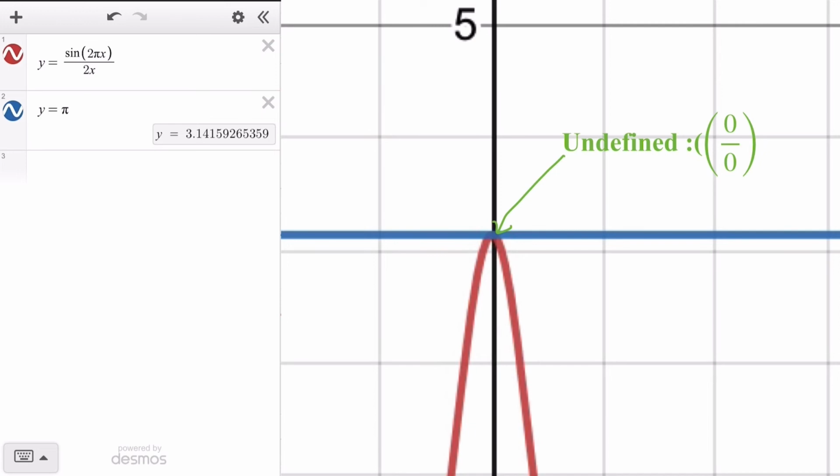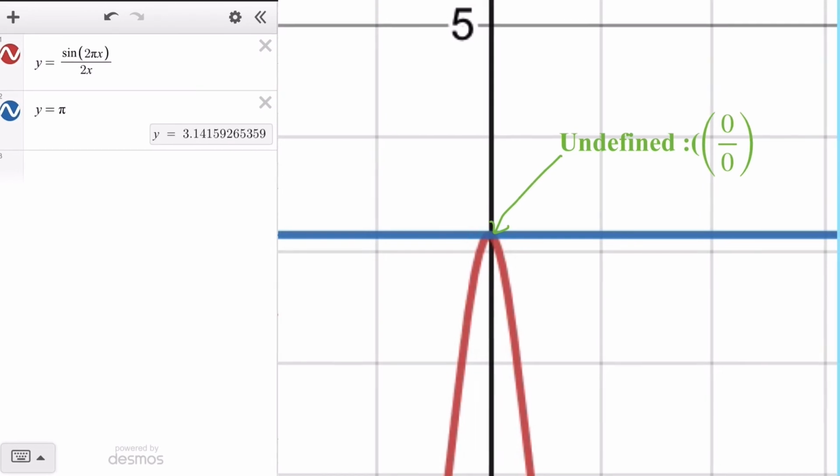But this is the problem with limits. You can never actually reach the point you're going. You can never reach infinity. You can normally never reach 0 because it'll be undefined. But you can get incredibly close to it. But anyway, that's just the graphical representation of this limit.